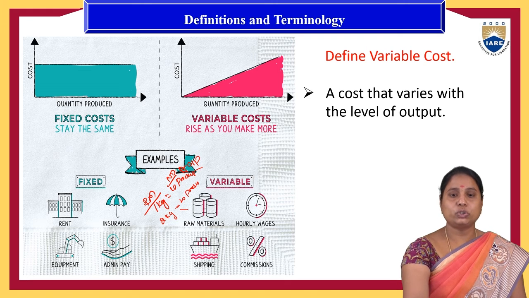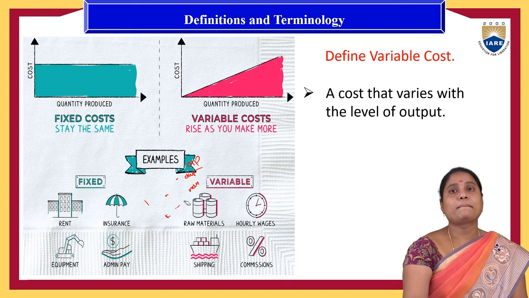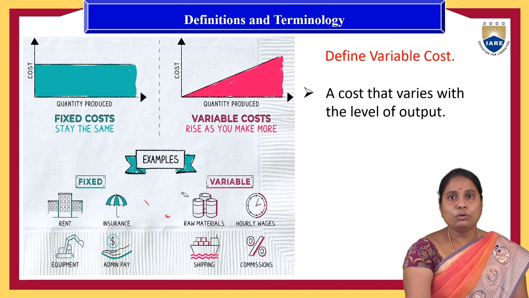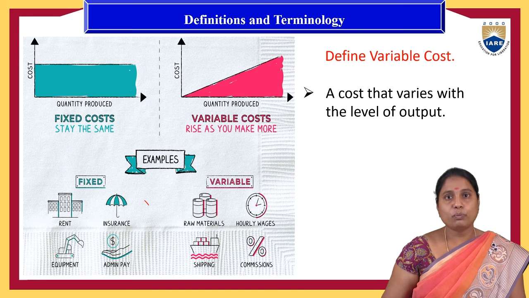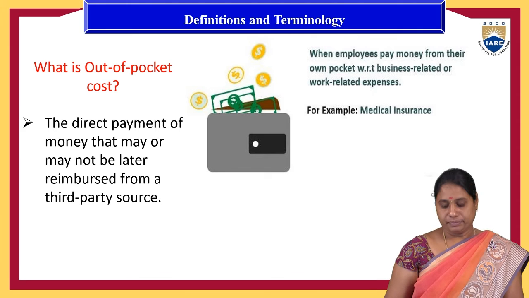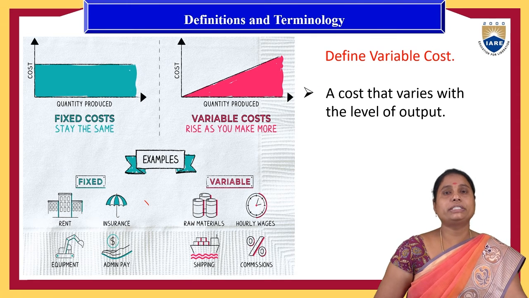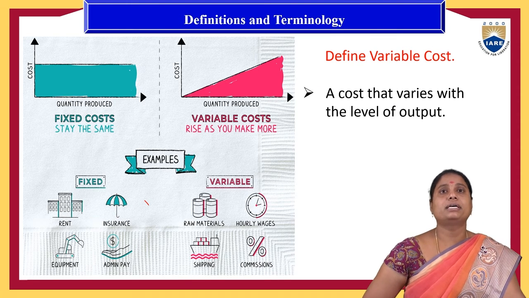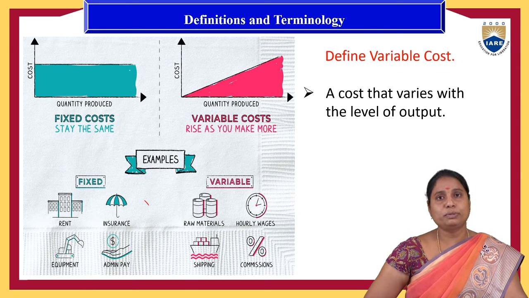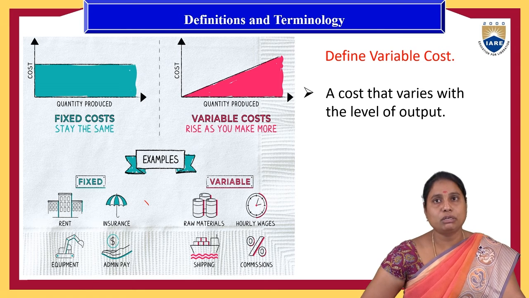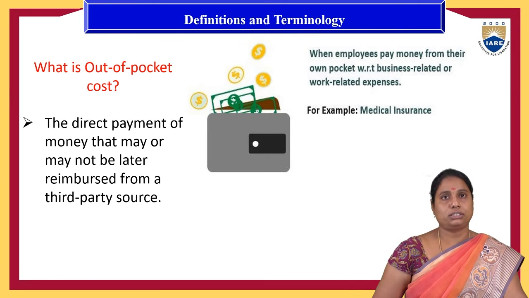The cost which changes as per the output but does not change as per the time period will be called the variable cost. But if it changes as per the time period, but up to a certain level of the output it is the same, then that cost will be called the fixed cost.